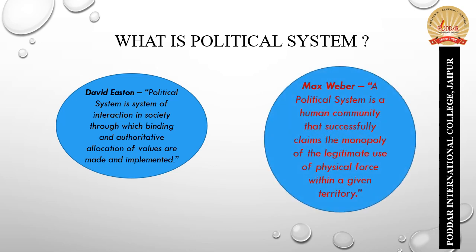According to Max Weber, a political system is a human community that successfully claims the monopoly of the legitimate use of physical force within a given territory. Basically, David Easton states that a political system is a group of interactions where demands are converted into output. This is a conversion process from input to output.